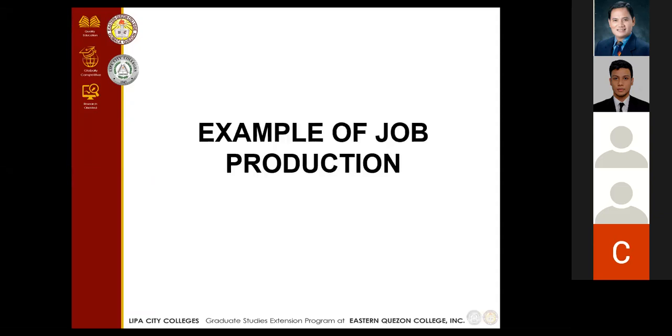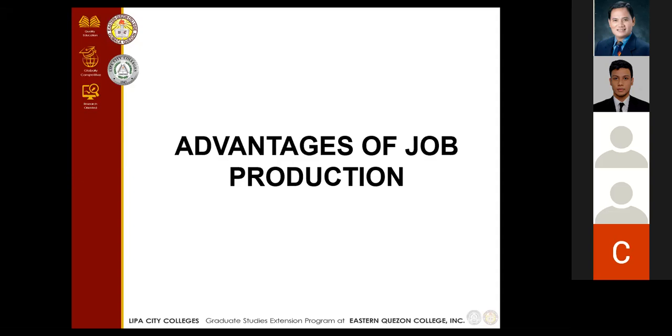So ano nga ba yung mga example ng job production? So example ng job production is yung mga customized product. Di ba, ngayon yung mga customized cake, yung mga ganon. And then designing and implementing an advertising campaign, example din siya nun. Para sa mga accountants naman, yung sa mga auditing firms. Tapos, building a new factory and installing a machinery in a factory.